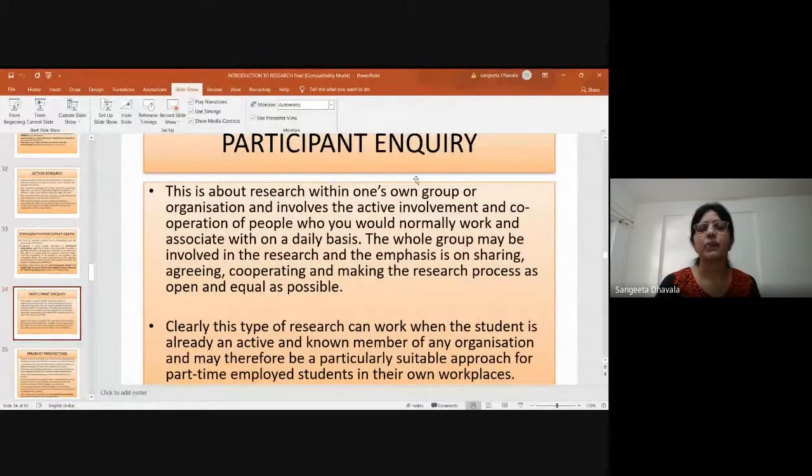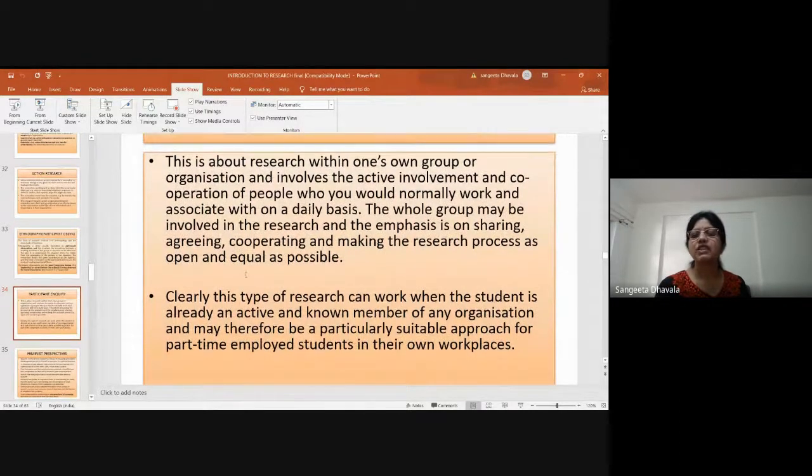What is participant inquiry? Here it is research within one's own group or organization, and it involves the active involvement and cooperation of people who you would normally work and associate with on a daily basis. So either the entire group is involved in the research, and there is sharing, agreeing, cooperating so that the entire research process is made possible.